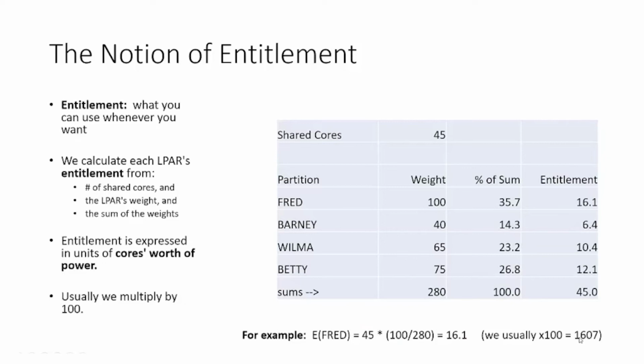Many analysts, myself included, usually write that as 1607%. You'll notice there was a rounding thing going on here. We usually write that as 1607, and that means 16 cores worth of power. A value of 100 usually represents 1 core. So that's what we have for the notion of entitlement, and we're going to talk a lot more about entitlement as we go on through this presentation.